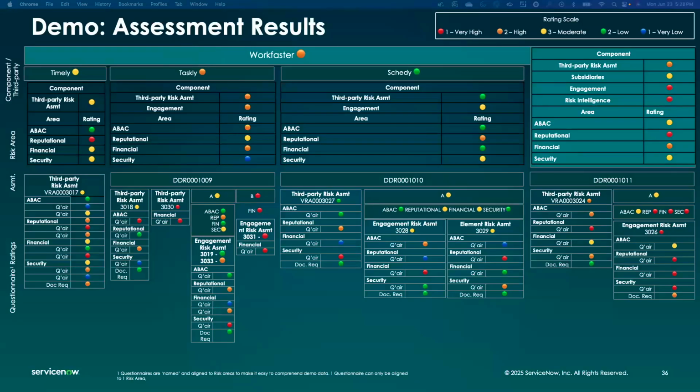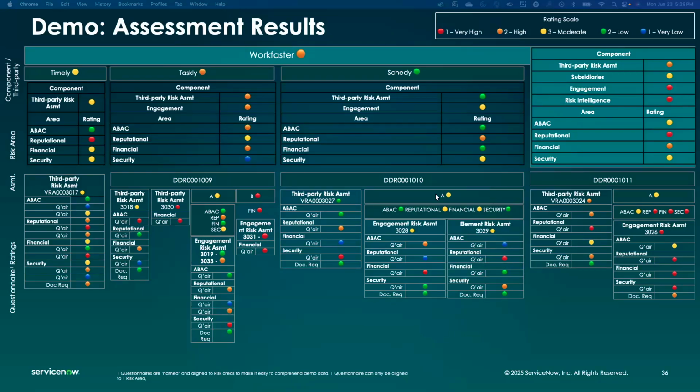All right, we are off to our next third party, that is Skedi. For Skedi, the setup, or really the result, is somewhat like this. It has third-party risk assessment as one of the components, engagement as the other one. The third-party risk assessment is at the third-party level, so you see it over here. It has an engagement A.